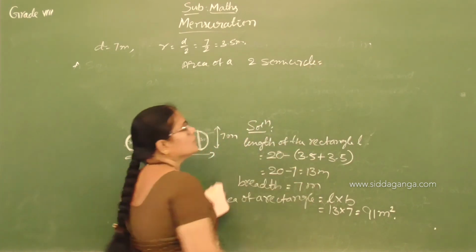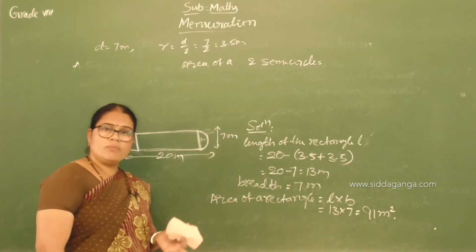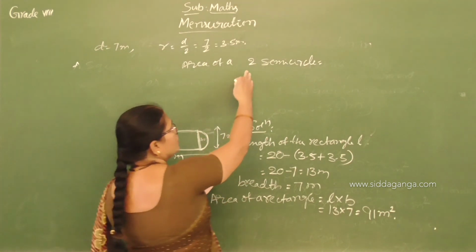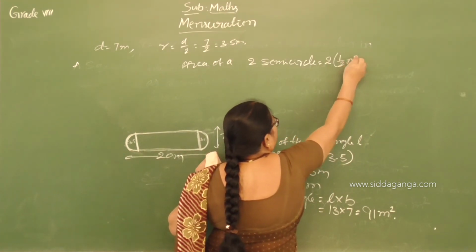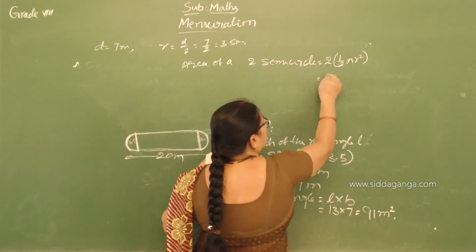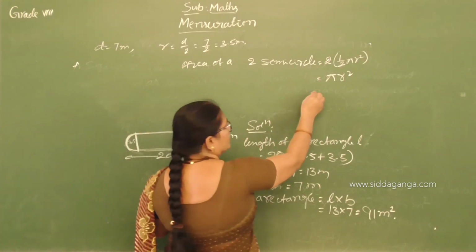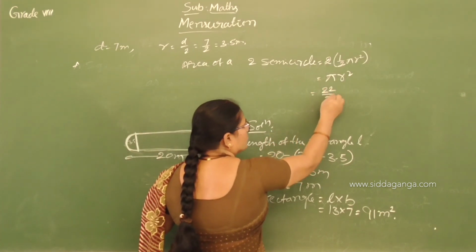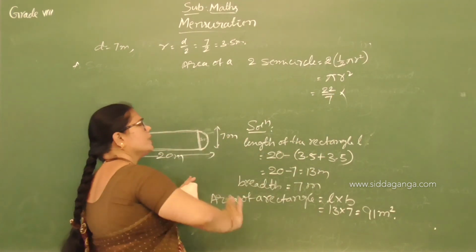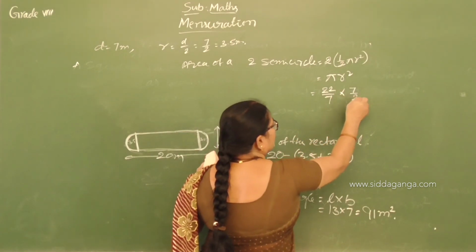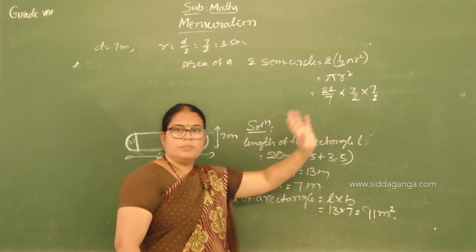Area of the circle is equal to pi r square. What about the semicircle? Half of pi r square. Here two semicircles are there, so 2 into half of pi r square, that will be equal to pi r square, the 2 gets cancelled. Substitute the values. Pi value is 22 by 7. R is the radius, so we take 7 by 2 into 7 by 2, because it is easy to simplify.